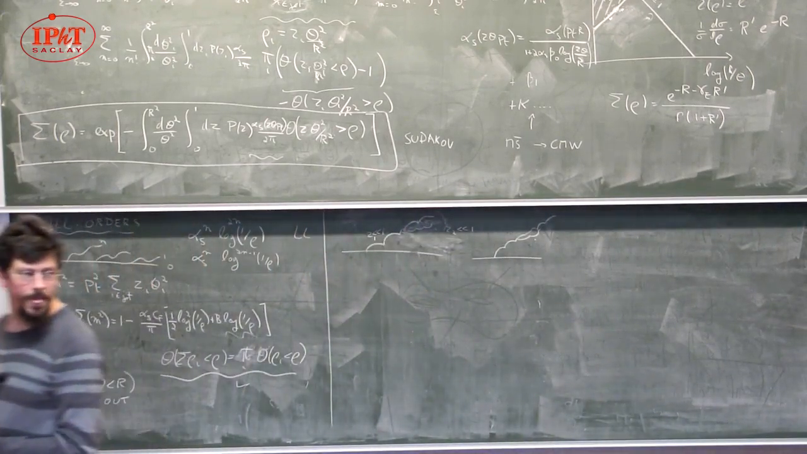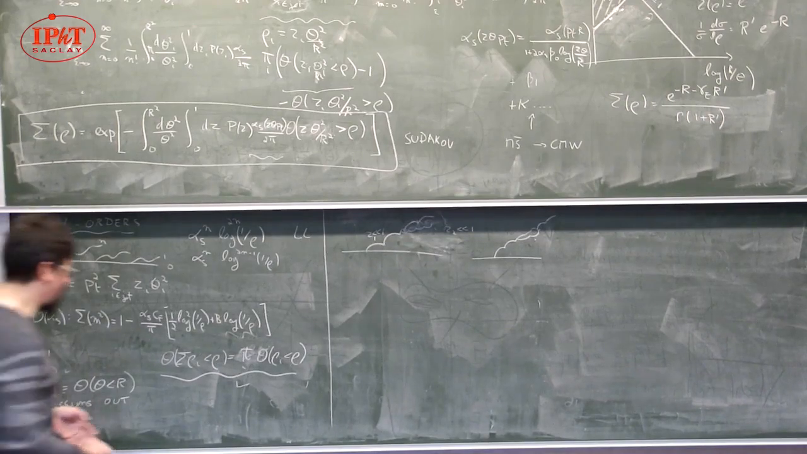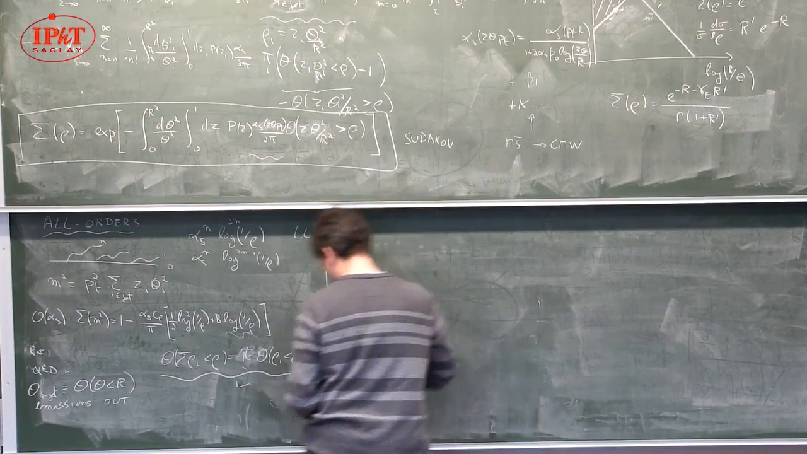All right? So this is done. Going from QCD to QED, QED to QCD is easy with R much smaller than 1. That's becoming more complicated. So what happens if you want to go beyond small R? What else can happen?